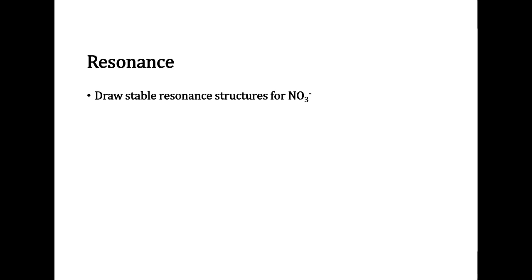Draw a stable resonance structure for NO3-. The first thing you want to do is figure out how many valence electrons you have. Nitrogen has 5, plus we have 3 oxygens, each with 6. So we have 23 electrons, plus we've gained 1 from the negative charge, so we have a total of 24 valence electrons.